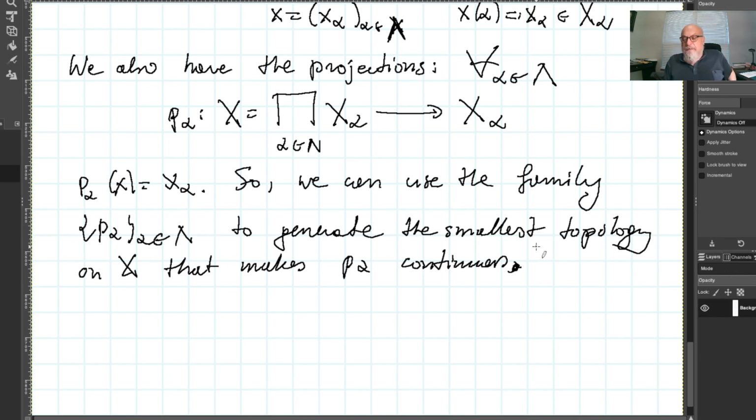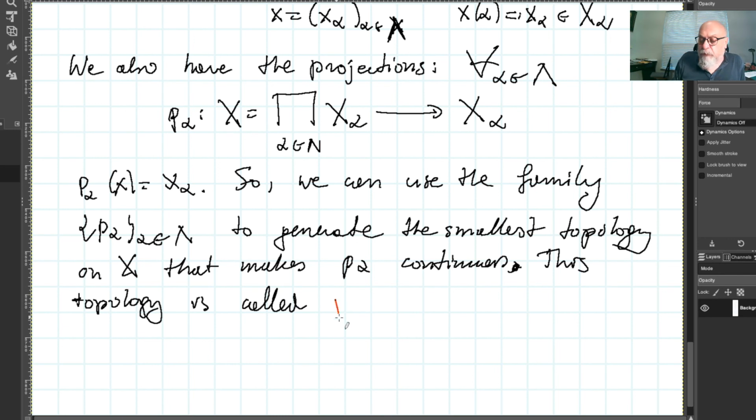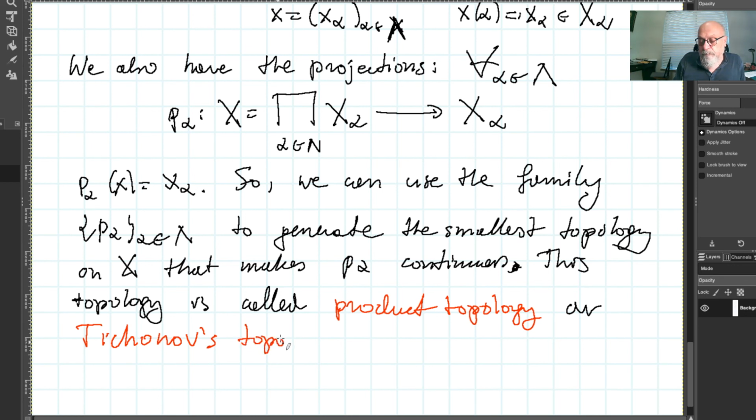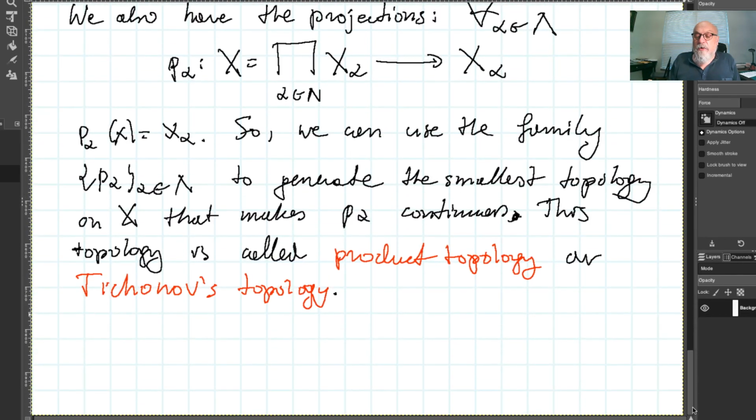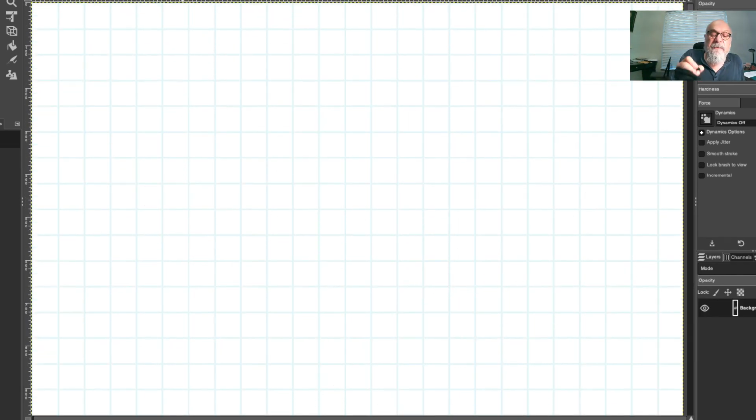This topology, of course, has a name, and there are many names, so we'll put it like this: the product topology on X, or another name is the Tikhonov topology. Let me formulate why I'm talking about product spaces, because there is an important theorem, and this is called Tikhonov's theorem.